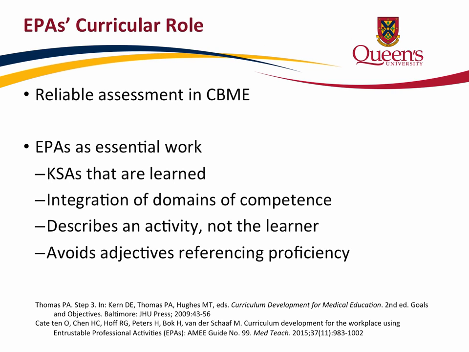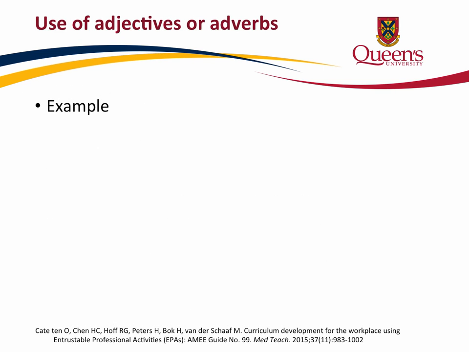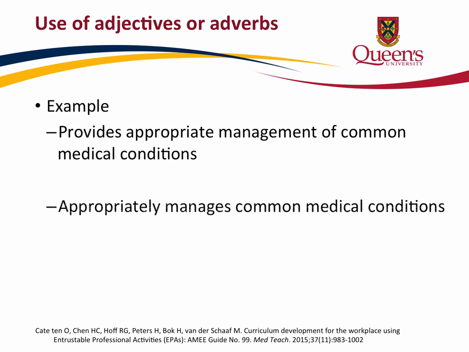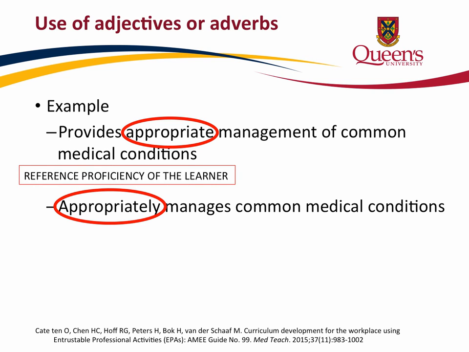Finally, as units of work, EPAs should not be written with adjectives or adverbs that reference proficiency. Qualitative description of learner performance is appropriate during clinical assessment. The EPA itself, however, is simply the unit of work. Take this EPA as an example. I've written it in two forms. The latter is the preferred structure in which the verb is the activity itself. In both examples, the term appropriate references the proficiency of the learner in performing the task. This should not be included in an EPA.